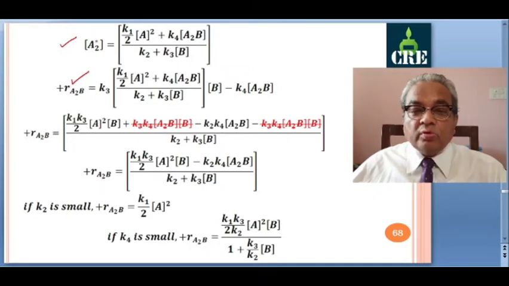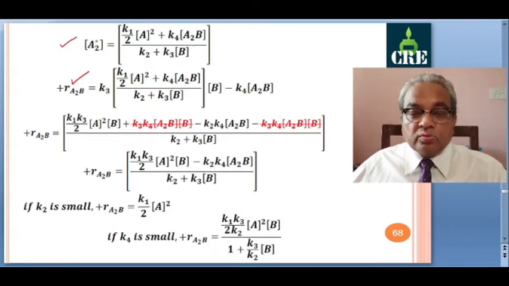So K1 K3 by 2 into A square into B. Then K3 K4 A2B into B minus, so K2 K4 A2B, K3 K4 A2B into B. So these terms with plus and minus sign cancel out. You are left with these terms in the numerator and these terms in the denominator. Now if K2 is small, this term is taken as small, so this goes and this also goes because K4 is just a small value again.